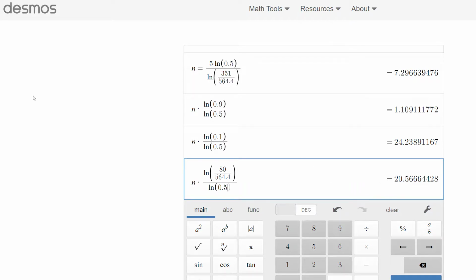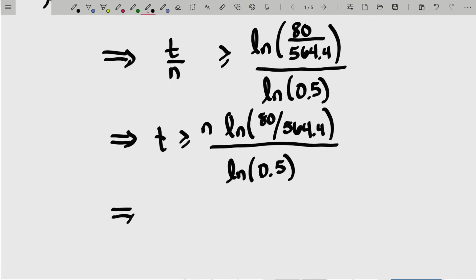All right, so I'll write that down. This implies that t will have to be greater than or possibly equal to 20.6 hours. By the way, that's a rough approximation, but good enough for me.